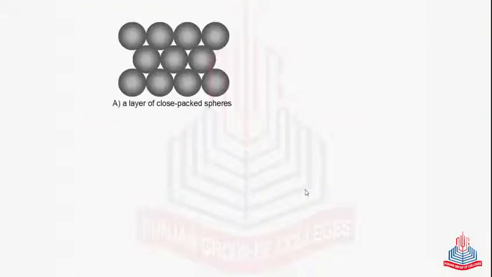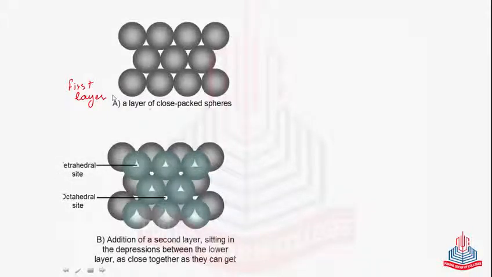In this first figure, we have a layer of closely packed spheres. Actually, there are 11 balls here, and this is actually our first layer. We can see the spaces or the interstices or the depressions. They are very clear in this layer. अब हम इस पे एक second layer रखने लगे हैं balls की. In this figure B, we can see there is addition of a second layer which is sitting in the depressions between the lower layer as close together as they can.